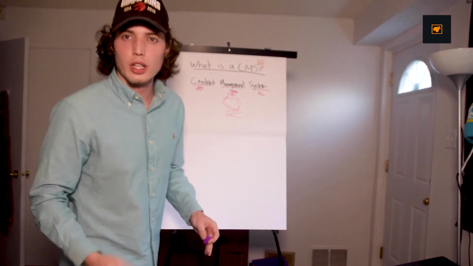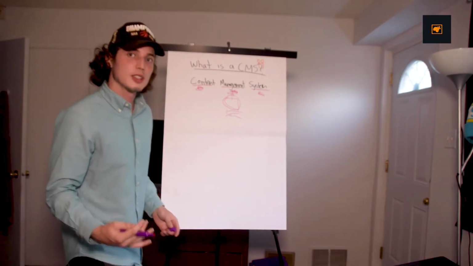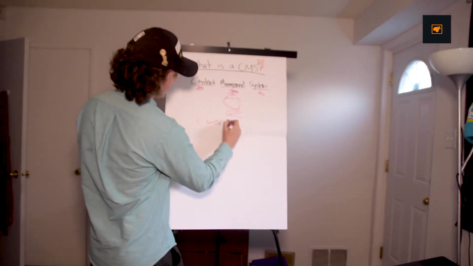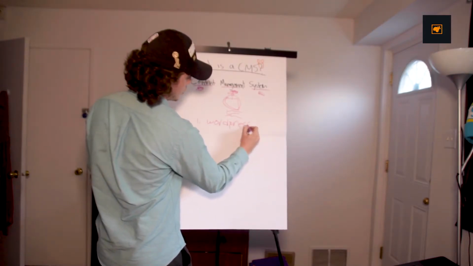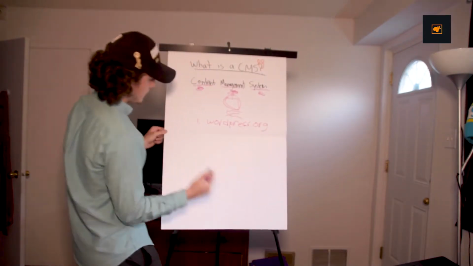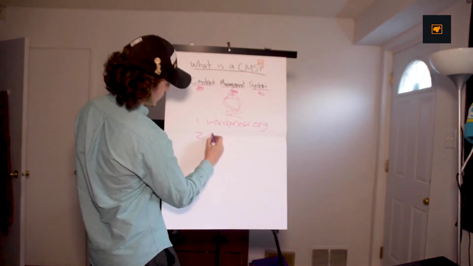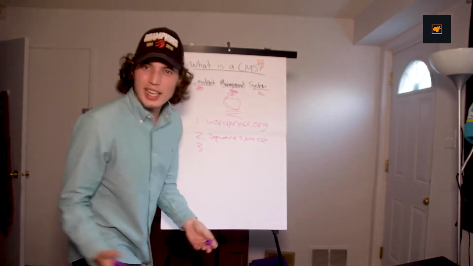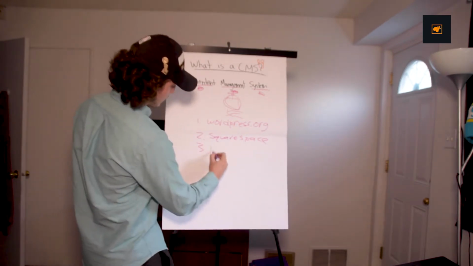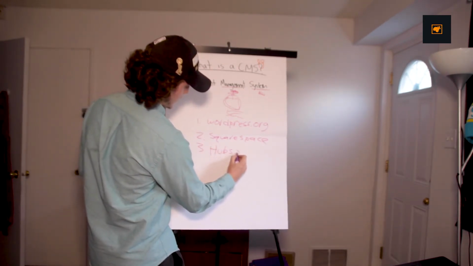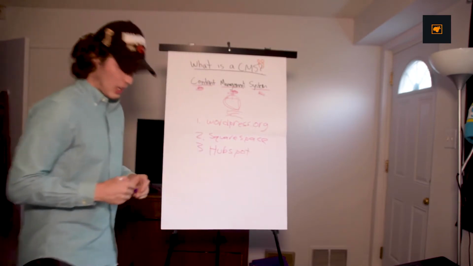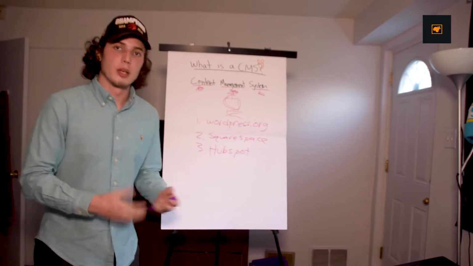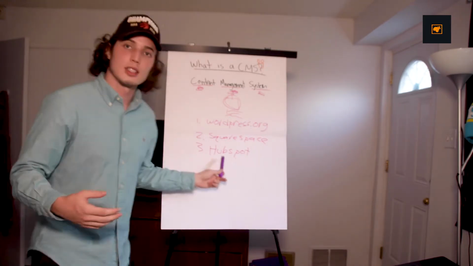These are probably the three most common content management systems. It's not always the case, but we have one, WordPress.org. Two, we have Squarespace. And for number three, I'm going to throw a bit of a curveball here. It's HubSpot. If you don't know, HubSpot actually has a content management website portion to their services. They're not just a CRM.